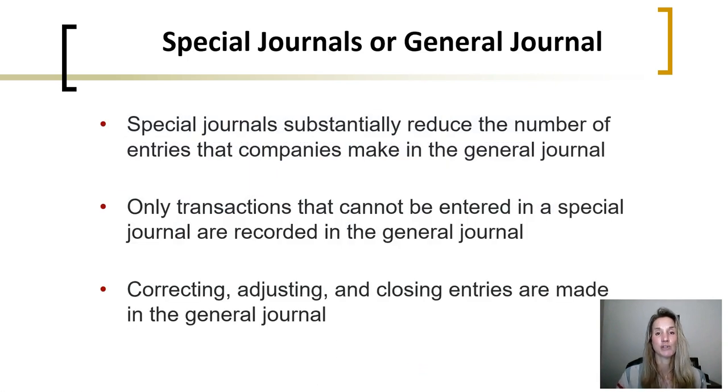The reason we use special journals is it substantially reduces the number of journal entries that we have to make in the general journal. And it really kind of keeps the accounting system a little bit decluttered. Only transactions that cannot be entered into a special journal are recorded in the general journal, and that includes any correcting, adjusting, and closing entries. All of those would go into the general journal.